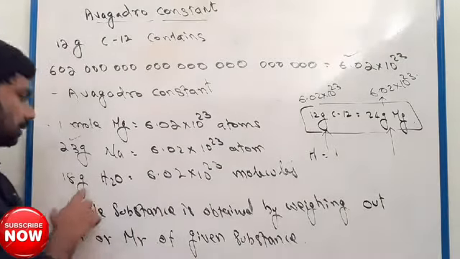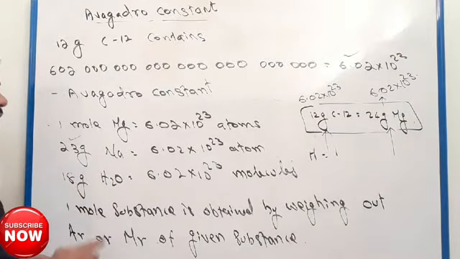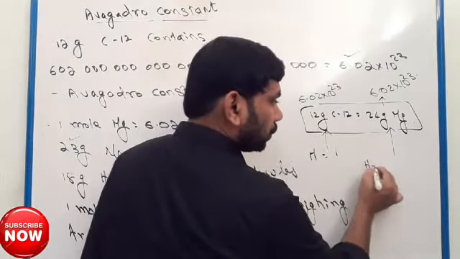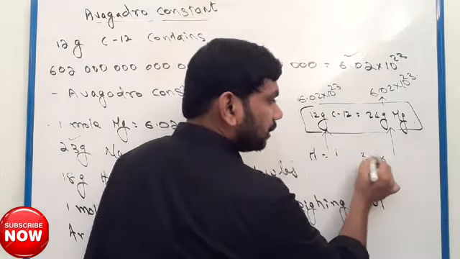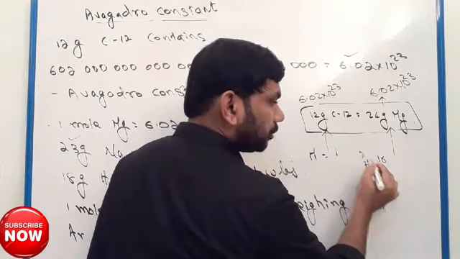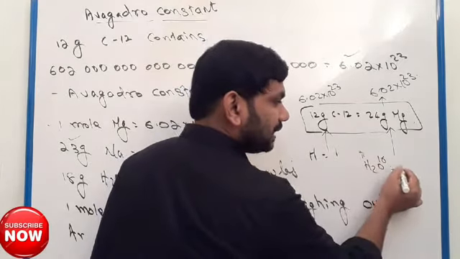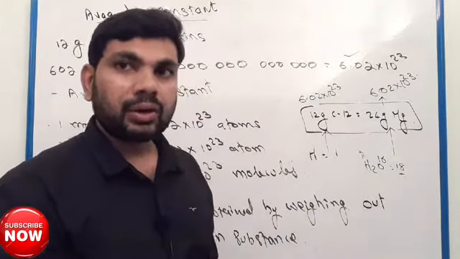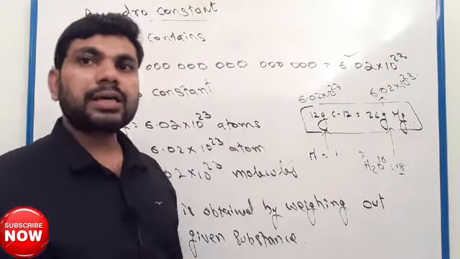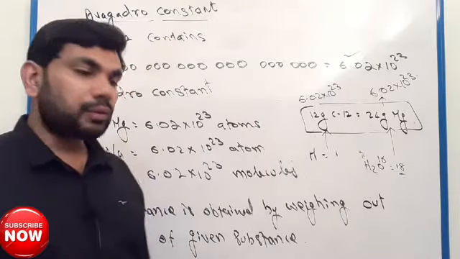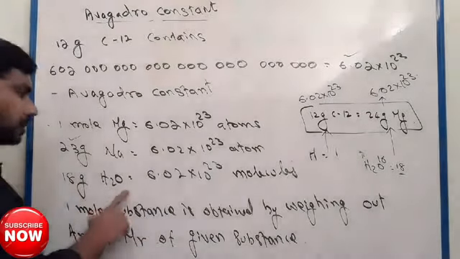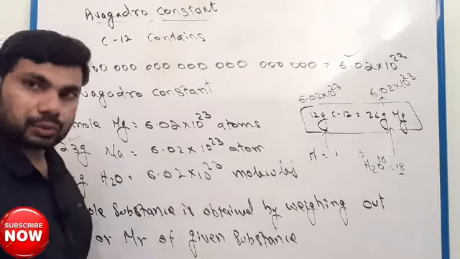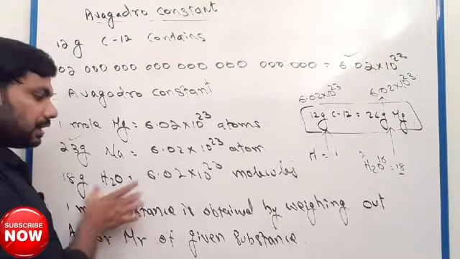Look here, water molecule. Relative molecular mass of water, H2O: oxygen 16, hydrogen 1. Here 2 hydrogens, 2 times 1 plus 16, that is 18. So the relative molecular mass of water is 18. When you take 18 gram of water, it contains 6.02 × 10^23 molecules. Here it is a molecule.